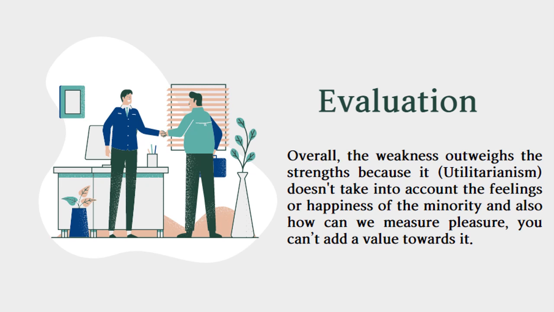Okay, so a short evaluation: overall, the weaknesses outweigh the strengths because this theory does not take into account the feelings or happiness of the minority. And also, how can we measure pleasure? You can't add a value to it. So as you can see, this theory is really the complete opposite of the natural law theory and even the teachings of Jesus Christ about forgiveness. If you still remember the account when one of the 99 was lost, you have to leave behind the 99 and look for the one that is lost.